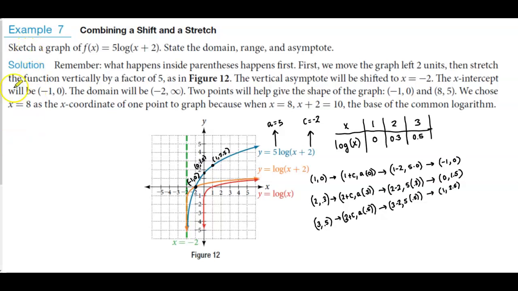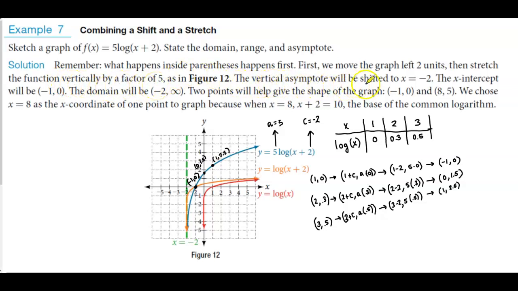Okay, in example 7, we're going to combine a shift and a stretch. So we're going to sketch a graph of f of x, which is equal to 5 times the log of x plus 2, state the domain, the range, and the asymptote. So remember, what happens inside the parentheses happens first. So first we move the graph left 2 units, then stretch the function vertically by a factor of 5.